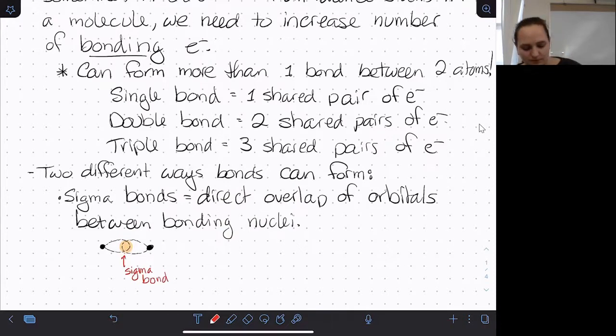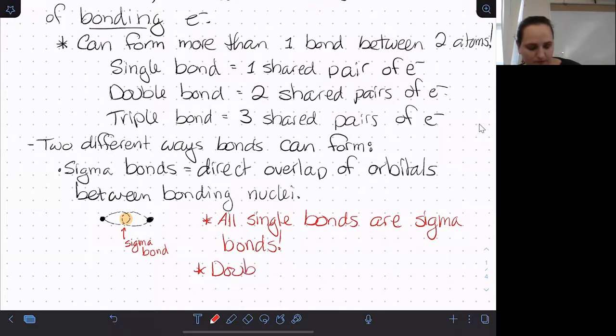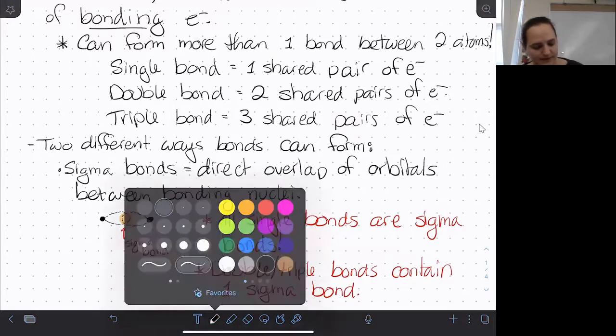Sigma bonds are the stronger of the two types. All single bonds are sigma bonds for that reason. And double and triple bonds always contain one sigma bond, and then any additional bonds are the other type, which are known as pi bonds.